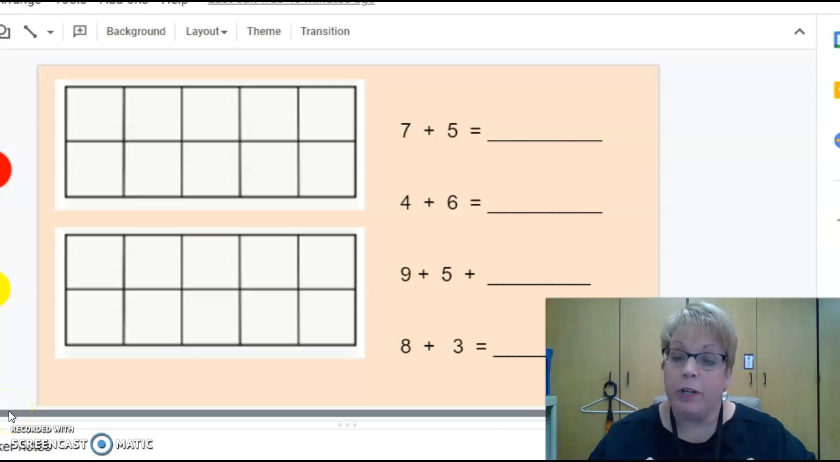Hi, kids. I wanted to do a quick lesson for math today for you. Our math lesson today is all about using 10 frames to add.